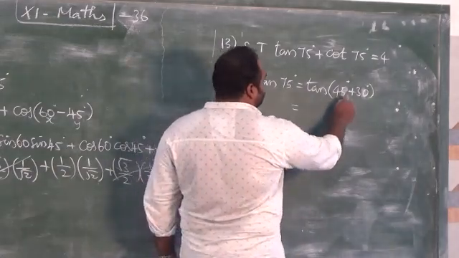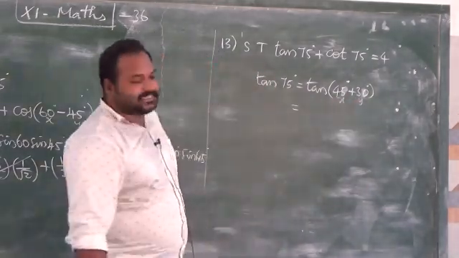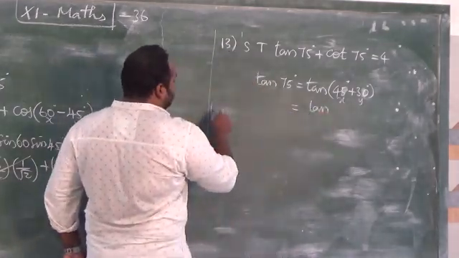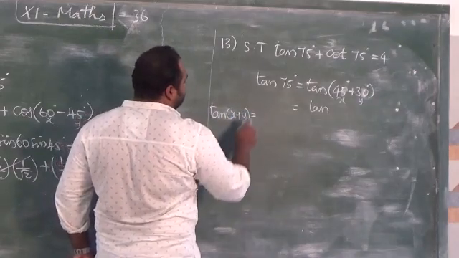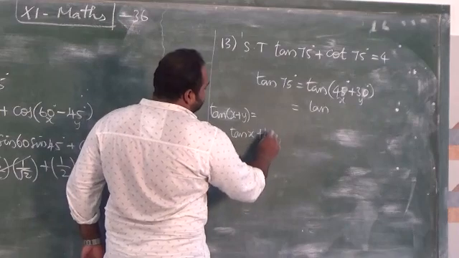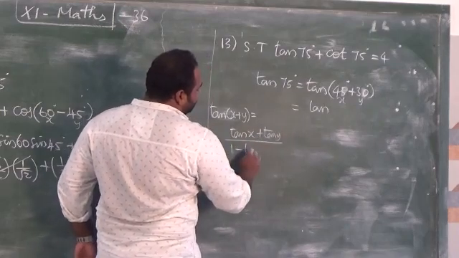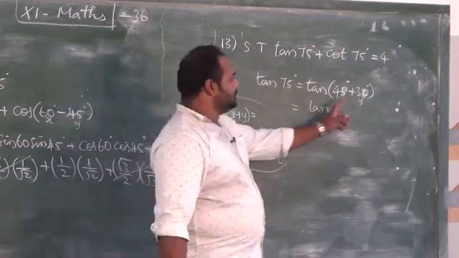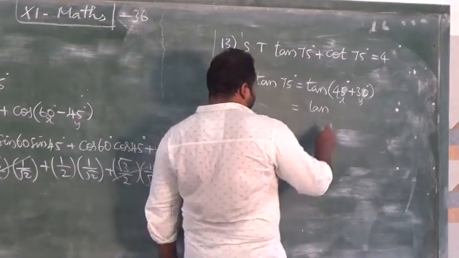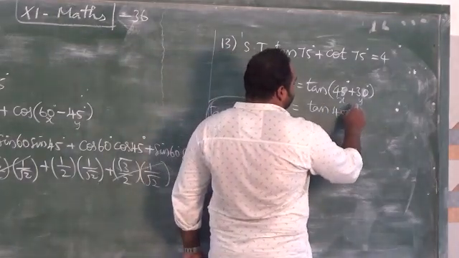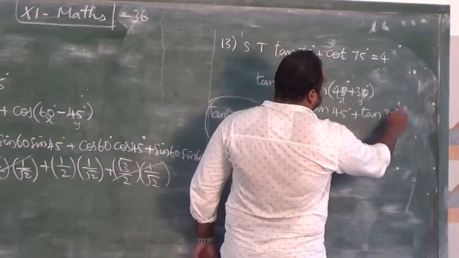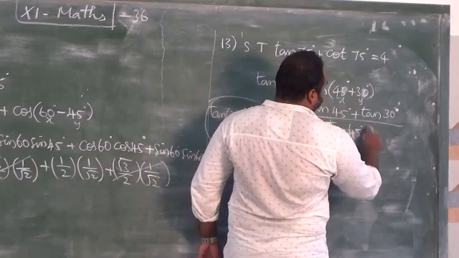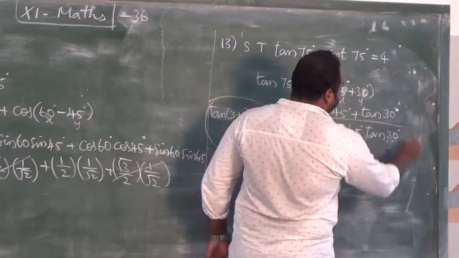Here, the tan (x plus y) formula is tan x plus tan y divided by 1 minus tan x tan y. I am going to use this formula to expand this bracket. So here tan x is tan 45 degree plus tan y is tan 30 degree, divided by 1 minus tan 45 into tan 30 degree.